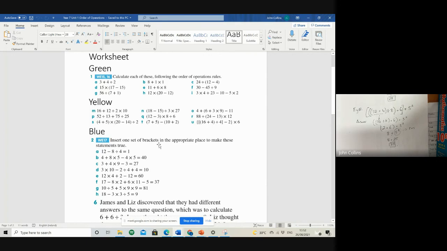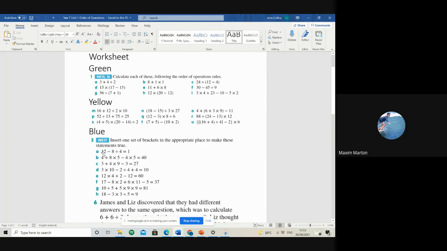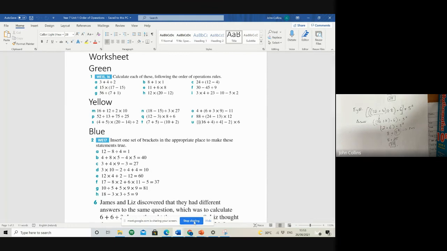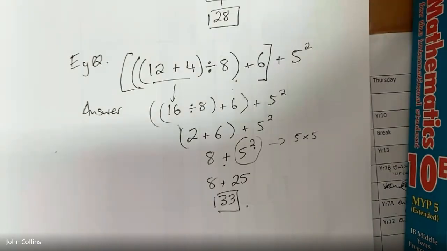Insert one set of brackets and make them true. So at the moment they are fully formed except they're missing a bracket. Can I go straight to blue? Okay, so that is the worksheet, and then I'll discuss.